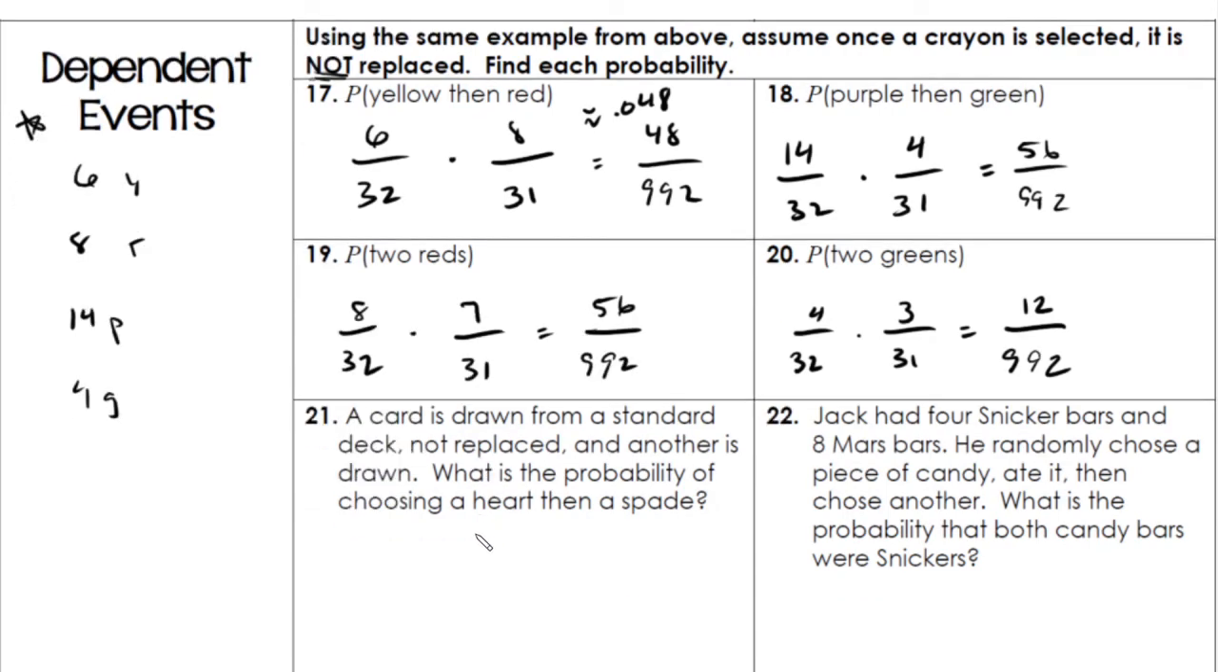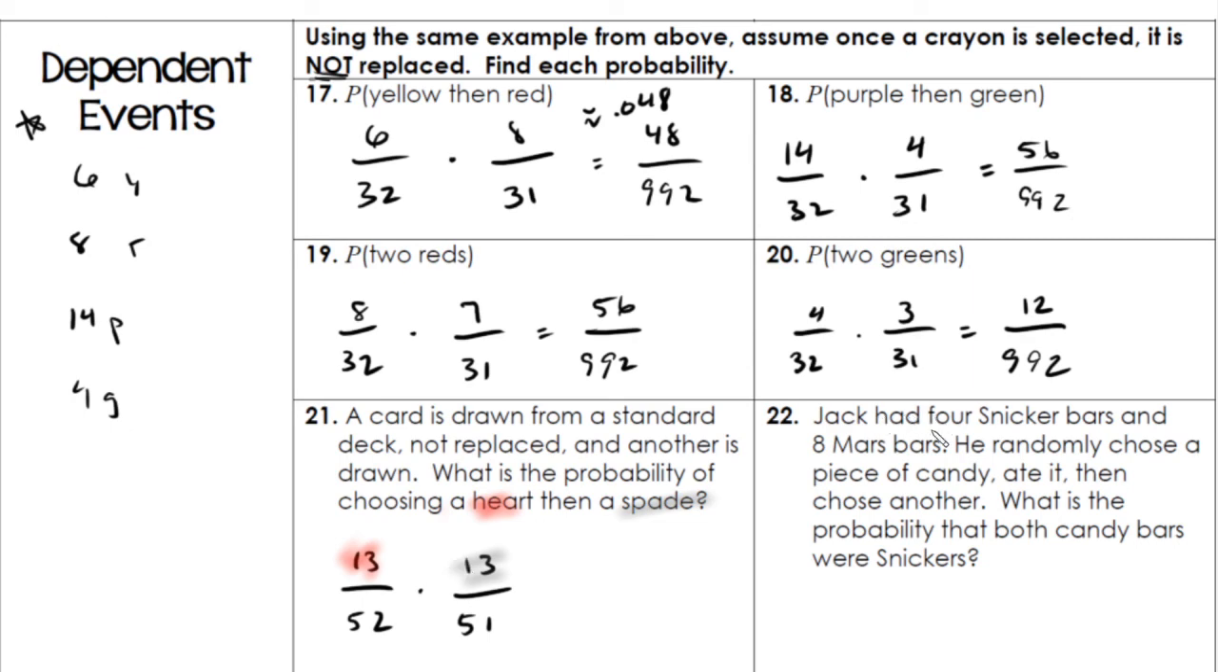Last 2 questions. A card is drawn from a standard deck, not replaced, and another is drawn. What's the probability of choosing a heart and then a spade? Well, there are 13 hearts out of the 52. But now since you didn't replace it, there are only 51 cards, but there are still 13 spades. We had 13 hearts out of the 52 in total, and then there were 13 spades. I'm coloring them red and black because those are the colors of the cards.